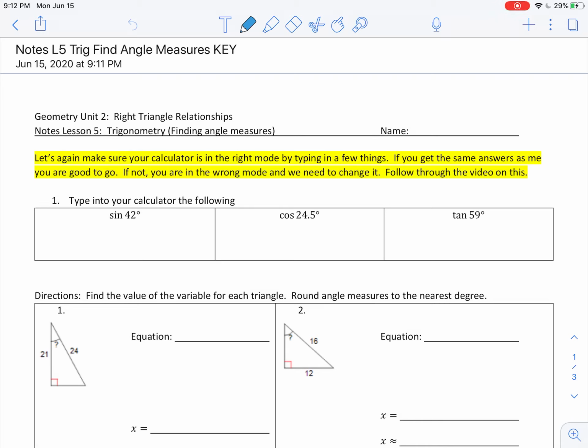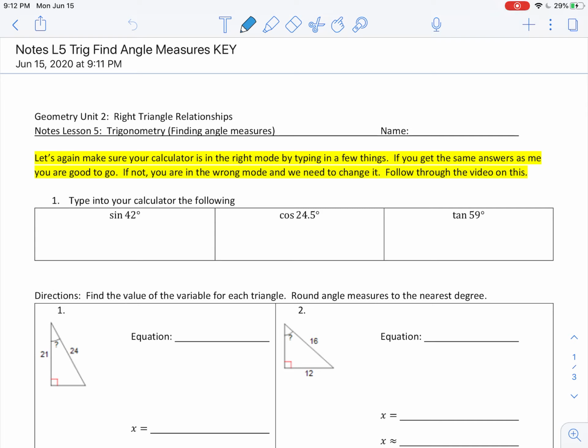Hey guys, we're still doing trigonometry in this set of notes, but now we're shifting from the goal of finding a side length. Our goal is now going to find how many degrees an angle is. To do trigonometry though, you're still going to be reliant on having a calculator, so make sure you have that out, and let's also still double check that you are in the correct mode.